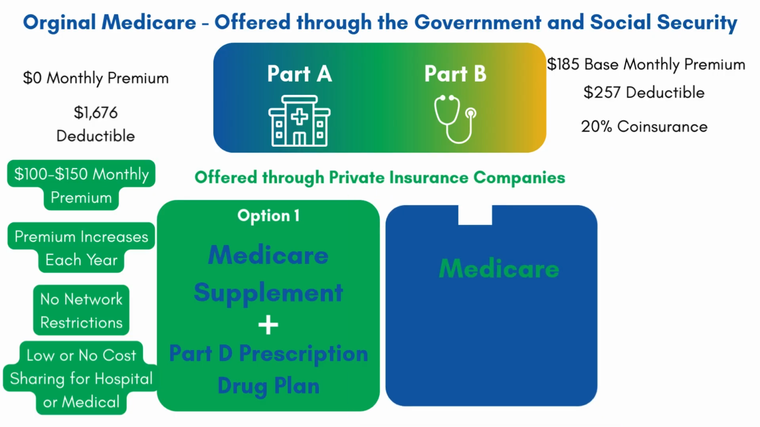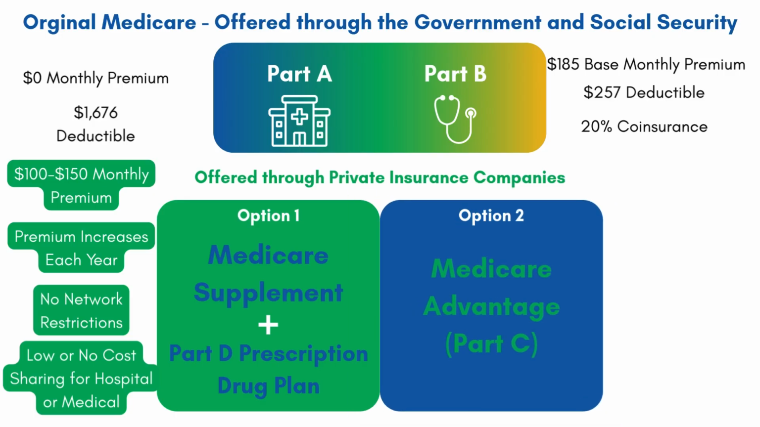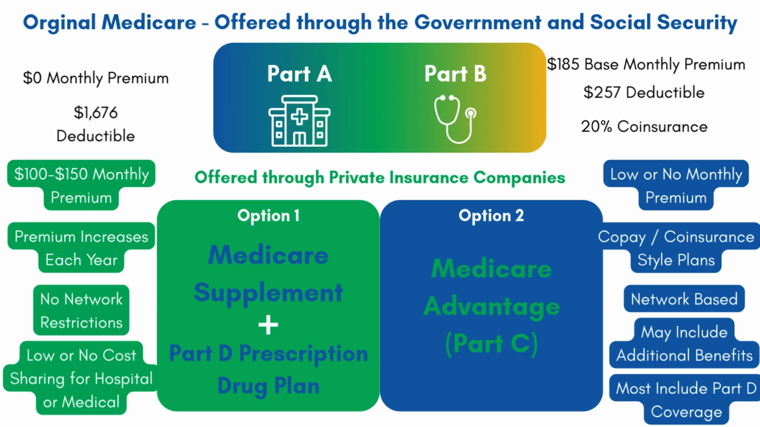So, switching gears over to option 2, we have Medicare Advantage plans, which are also referred to as Part C. When your client chooses a Medicare Advantage plan, that plan becomes primary over original Medicare. The easiest way to think about it is they're still getting their Medicare, they're just getting it administered through a private insurance company. These plans feature low or no monthly premiums. They're copay and coinsurance style plans, meaning your clients pay a portion of the cost as they use the coverage.